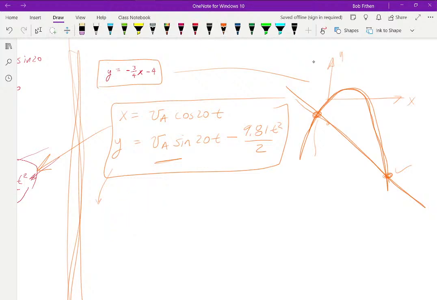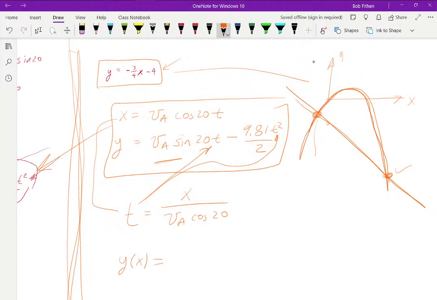That is not what I'm interested in doing. I'm interested in having this because that is what I've got here. So what I do is I take t from the first equation and say t is equal to x over VA cosine 20, and then I stick it back in here and right in there. And so then I'll get the function that is the parabola, upside down parabola, upside down because you have a minus sign right there.